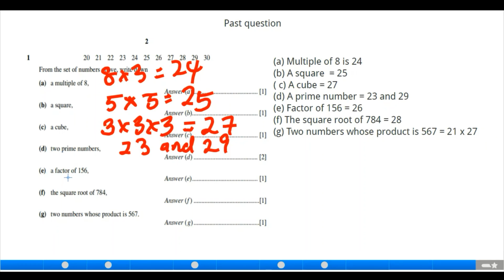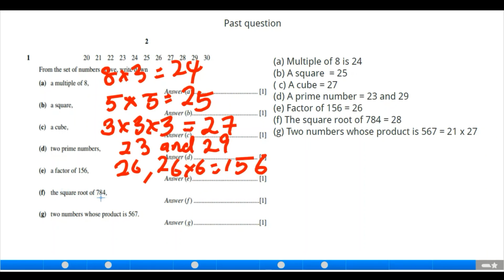Now, for E, a factor of 156. That implies that you are going to be dividing 156 by these numbers, and any number that goes into 156 without remainder is a factor of 156. So by the time you do that, you get to 26, and dividing 156 by 26 is going to give us 6. So a factor of 156 that we have here is 26, because 26 multiplied by 6 will give us 156.